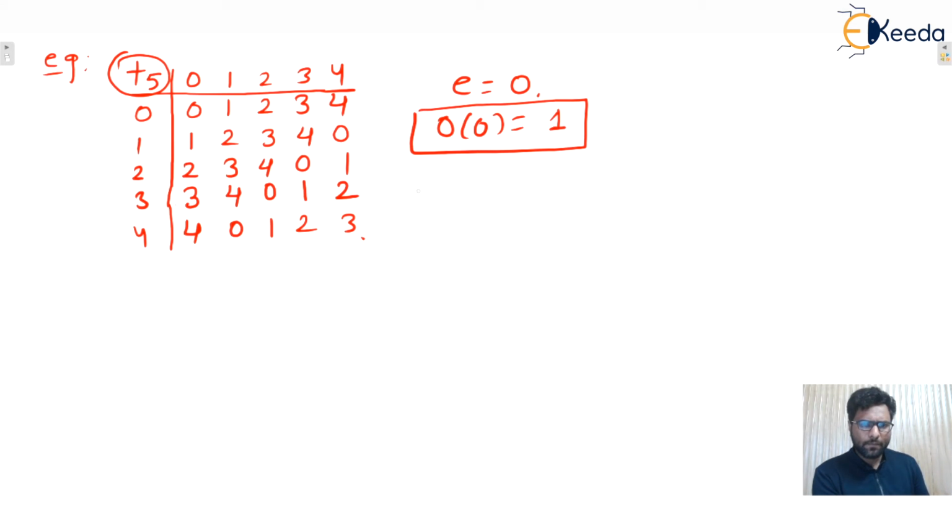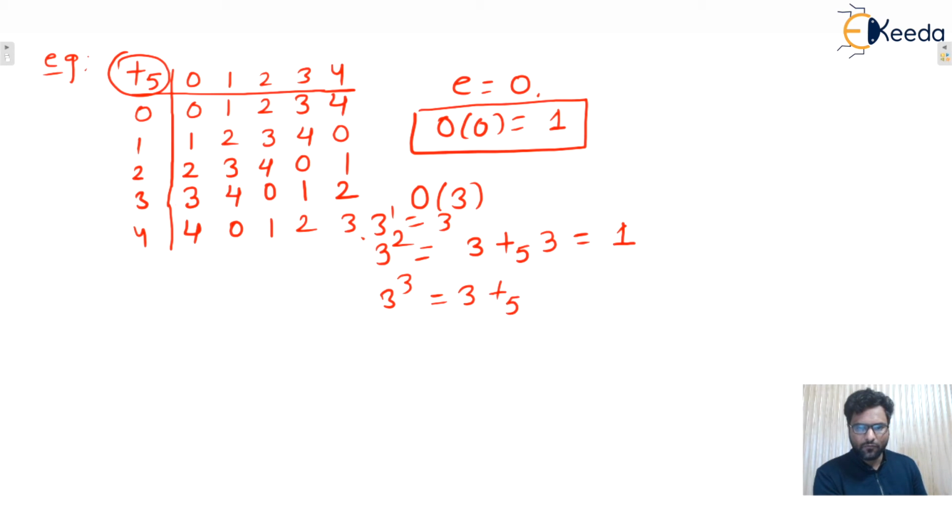Next, you can find out the order of 3. What will be the order of 3? Now you only tell me, 3 square means 3 addition modulo 5 with 3. So that will be 6 mod 5, that is 1. Yes or no? 3 plus 3 is 6, 6 modulo 5, the remainder will be 1 only. Next, 3 raised to power 1 is 3 only. 3 cube will be 3 addition modulo 5 with 3 square, and 3 square is 1, so 4 modulo 5 will be 4 only.